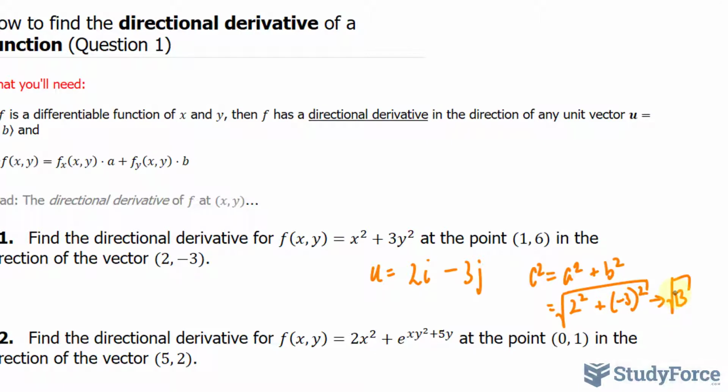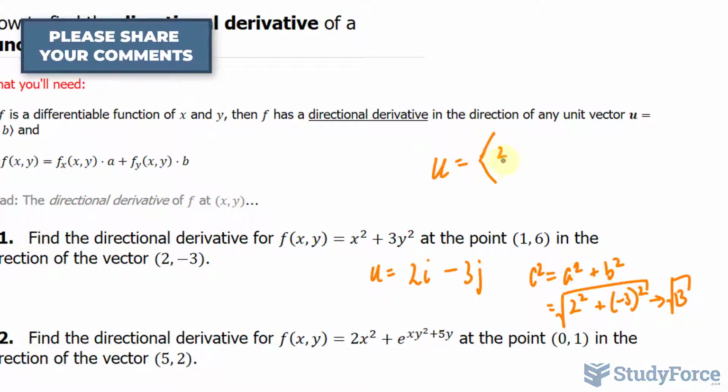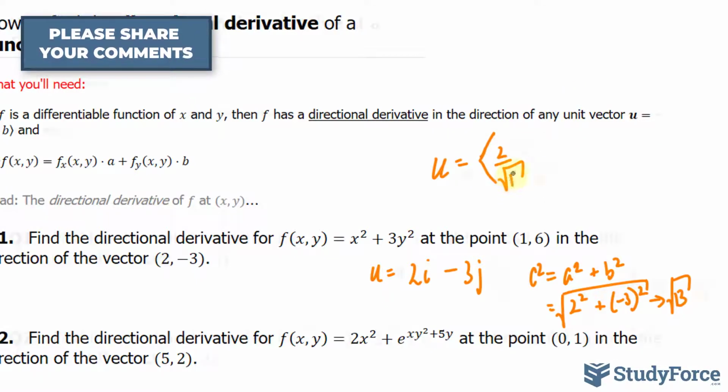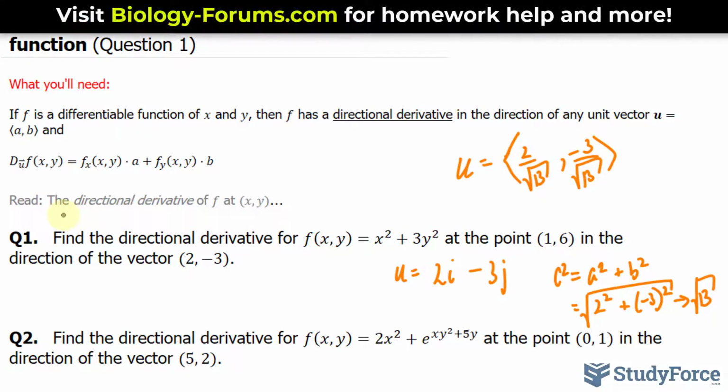Then we take the square root of 13 and divide it by 2 and negative 3. So we have u is equal to, our a is 2 over the square root of 13, and b, what I'm hovering over, is negative 3 over the square root of 13. So now we have our unit vector. That part's out of the way. Next, according to this formula, we have to find the partial derivative with respect to x.